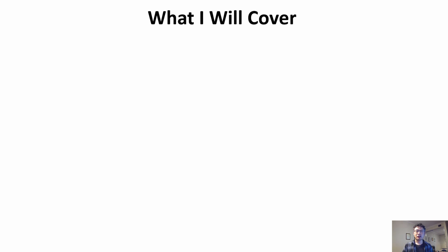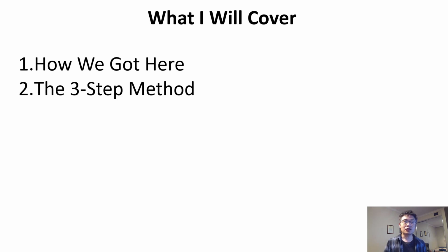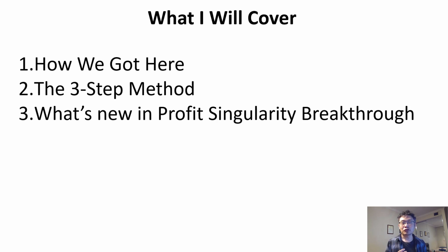So here's what I'll be covering in this video. Firstly, I'll be talking about how we got to this point, Profit Singularity Breakthrough, because this is not the first iteration of this program. It has evolved over time. So I'll take a moment to describe how we actually got to this point, and then I'll talk about the 3-step method that has been time tested, and that's been the core method throughout each iteration of Profit Singularity. And then I'll also talk about what's actually new in this new version of Profit Singularity called Breakthrough.